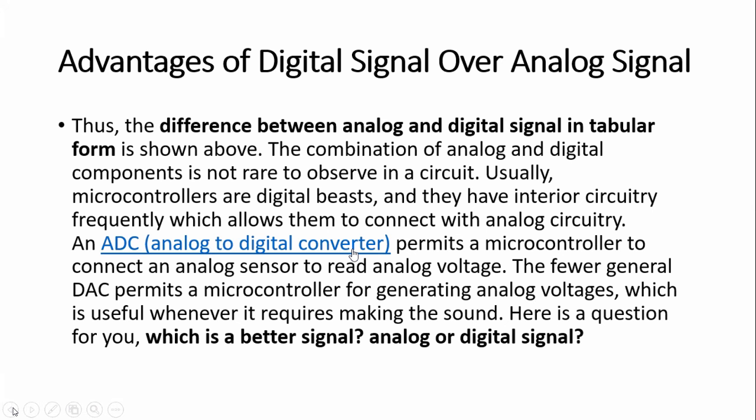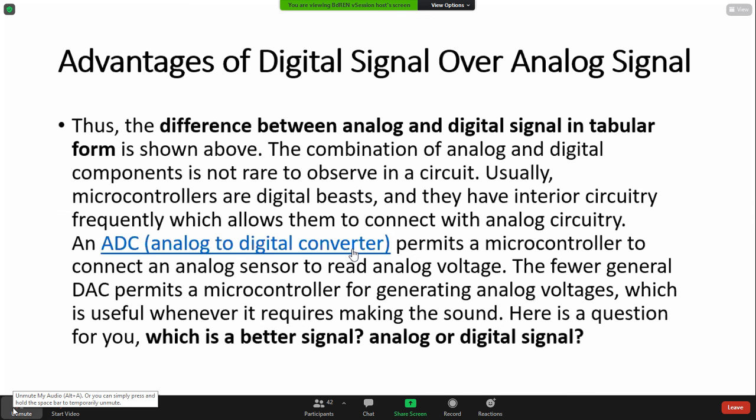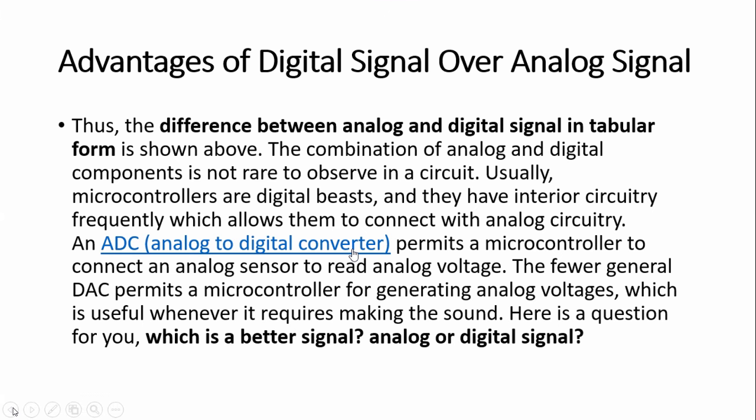Okay. Suppose I am talking. The sound will give input as an analog signal. Then this sound, by the ADC, you can change into a digital signal. The ADC permits a microcontroller to connect an analog sensor to read analog voltage.